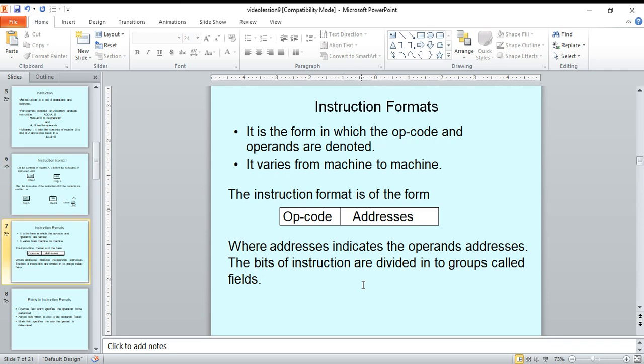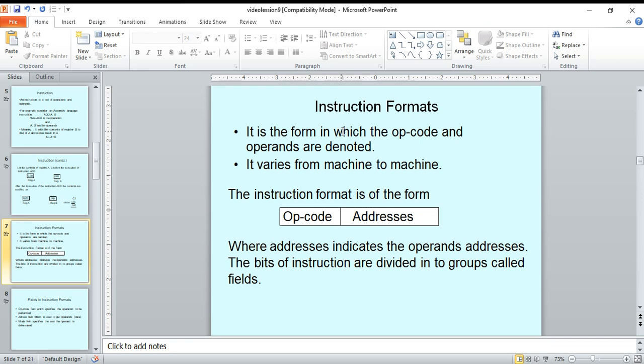And then you can see what the instruction formats are. Generally, we will write so many instructions, and we can write those instructions based on the instruction formats. So according to the instruction formats, we can execute that instruction.